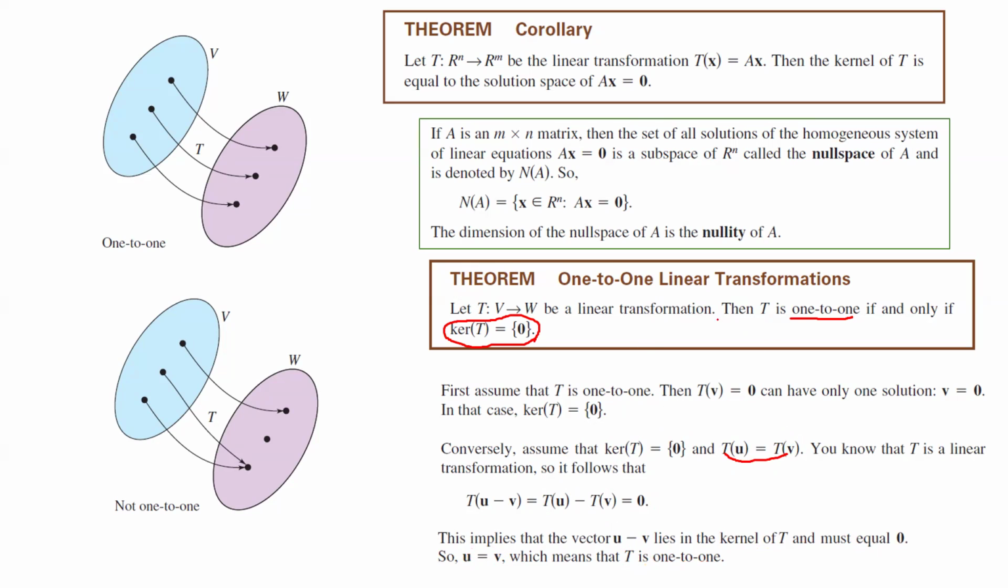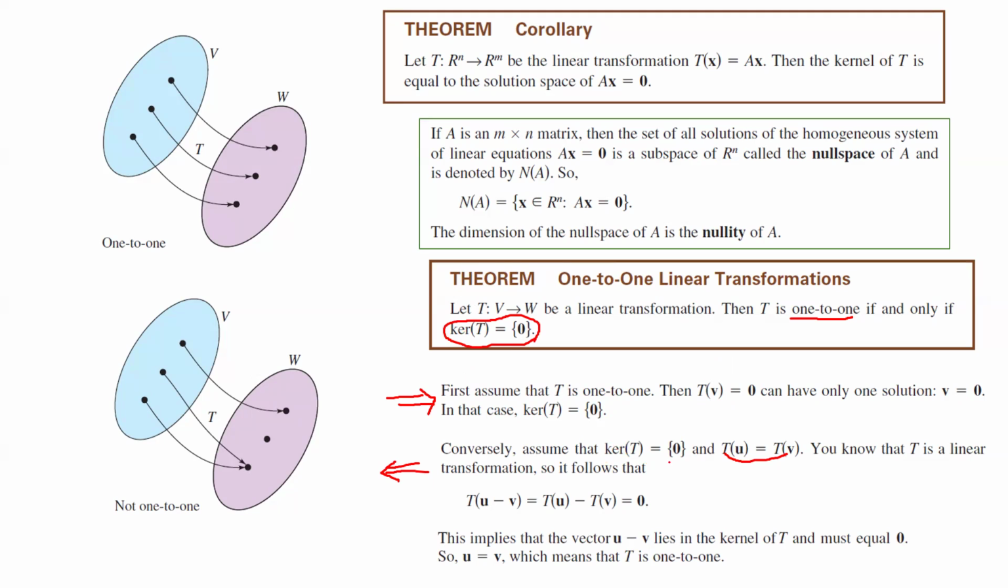So again, to prove this theorem, T is one-to-one if and only if the kernel of T is equal to 0, we have two ways. First, we show that if T is one-to-one, then the kernel is equal to 0. Then we show that if the kernel is equal to 0, we have a one-to-one linear transformation. If T is one-to-one, TV equal to 0 has only one solution, V equal to 0. So the kernel of T includes only one member, which proves one side of the theorem.